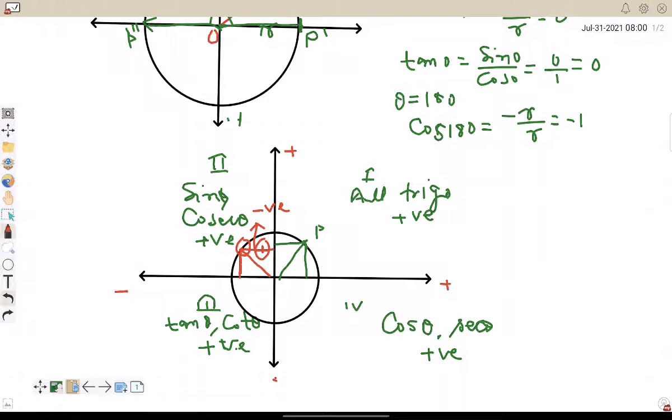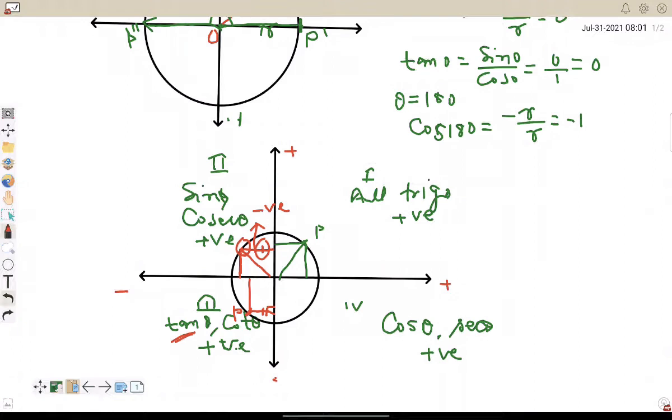Got it? In third quadrant, if you take some point P here and try to measure the distance from x-axis, then this distance is negative, meaning sine is negative in third quadrant. If you measure the value of cos theta, then you measure this perpendicular distance from y-axis. Again, this one is negative, so negative divided by negative, so tan is positive here. In this way we can decide in which quadrant which one is positive.